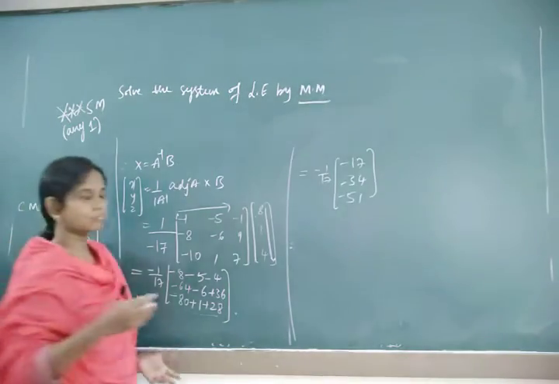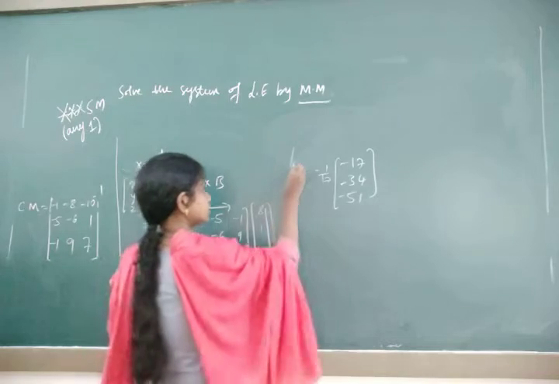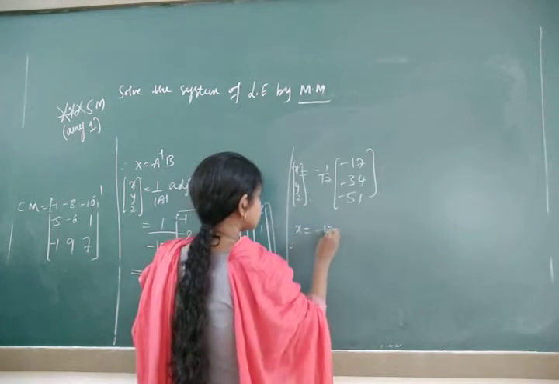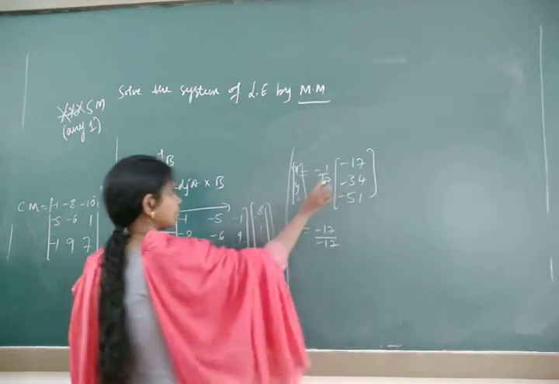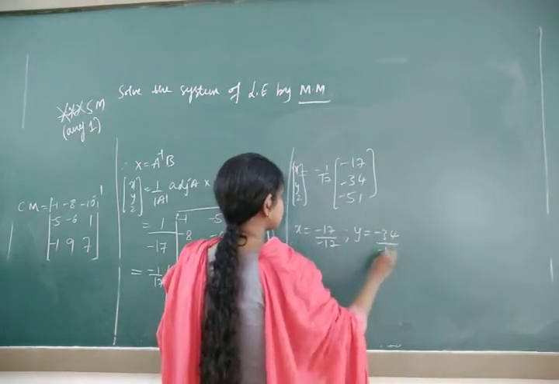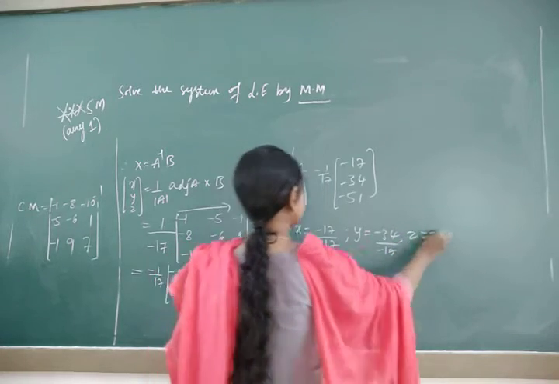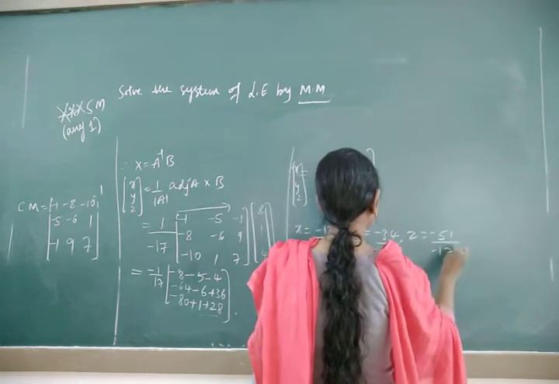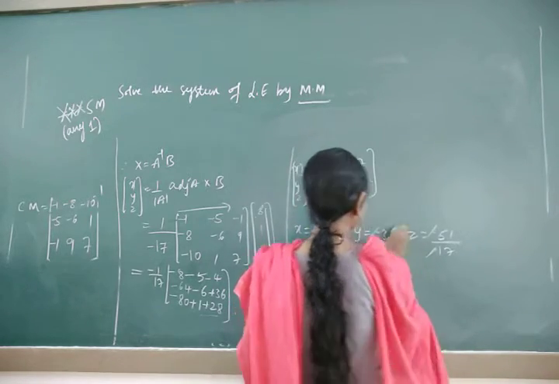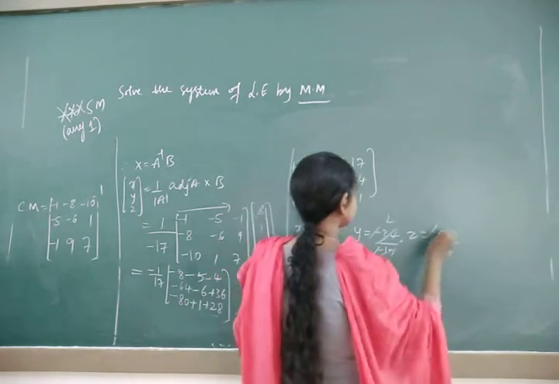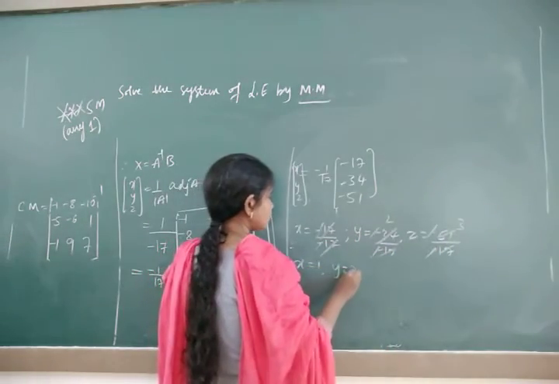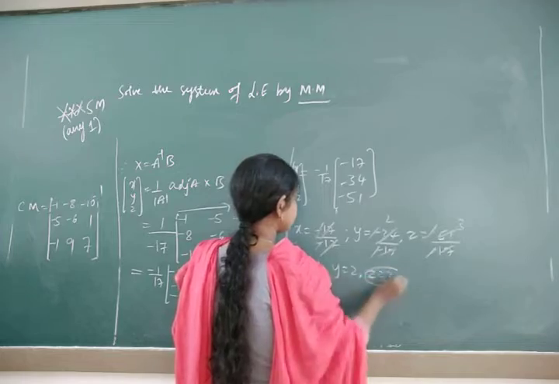So now divide throughout by 17. What was your left hand side? Say x, y, z. Now therefore x is equal to minus 17 by minus 17, this value. Y equal to minus 34 by minus 17. Seventeen ones are 17, seventeen twos are 34, seventeen threes are 51. So x value is 1, y is equal to 2, z is equal to 3.